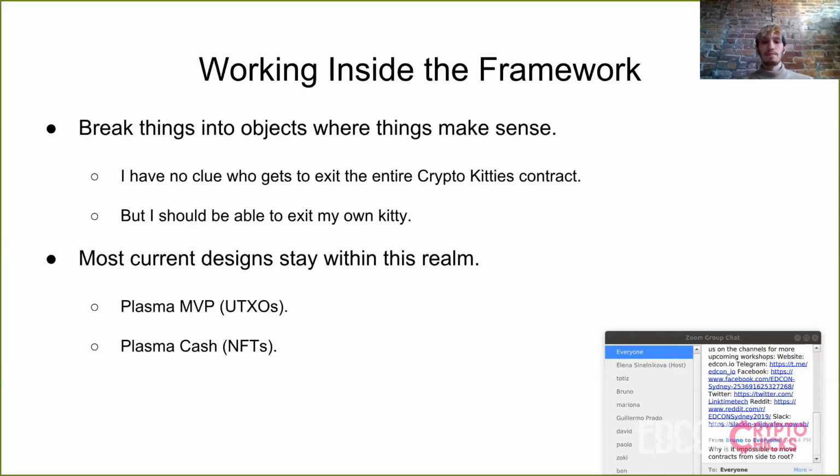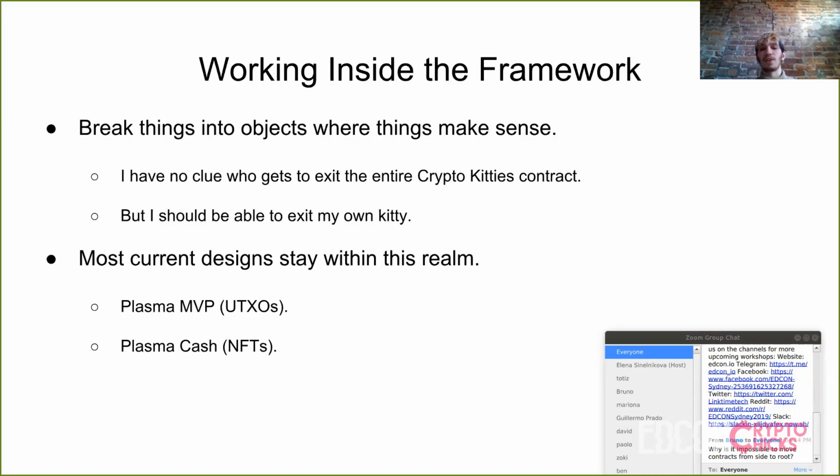So basically, working inside of this Plasma framework means you have to break objects into things that actually make sense, right? I don't know who gets to withdraw the CryptoKitties contract. That almost doesn't really make sense to me. Like, why would you move the whole contract over? I think a better design pattern is that everybody gets to own their own kitty, and then if I want to, I can move my own kitty over. That seems like it makes more sense in my head.